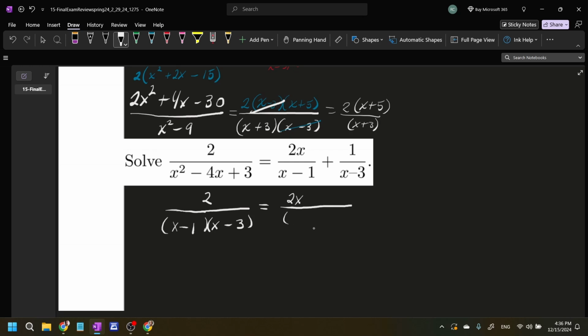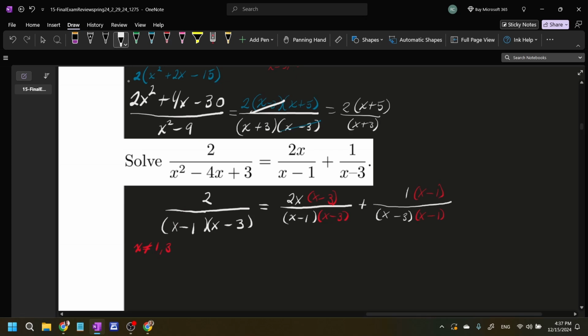I'm going to draw this fraction bar a little bit longer because we want common denominators here. We want this denominator to also be x minus 1 times x minus 3. So I'm going to go ahead and multiply this on the top and bottom. And then I'll do the same thing with the other term, 1 over x minus 3, leaving some space for the other x minus 1 term. Okay, and again, isolating our excluded values, x cannot be 1 or 3.